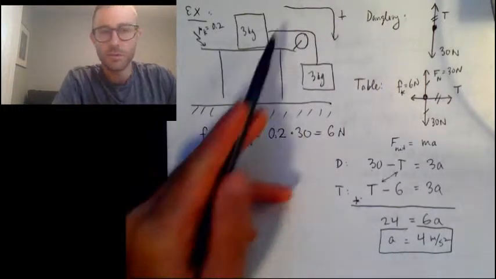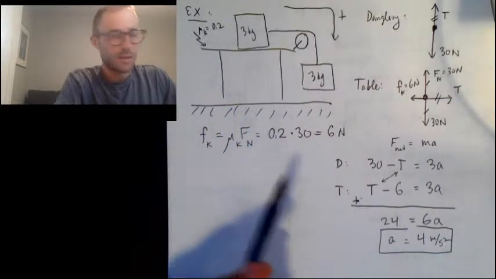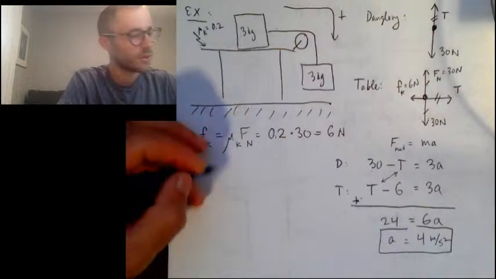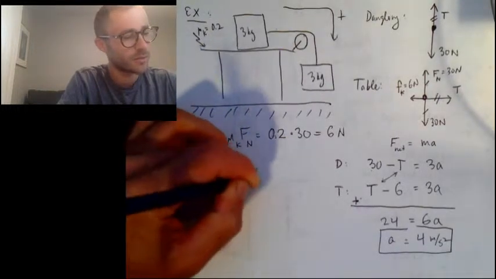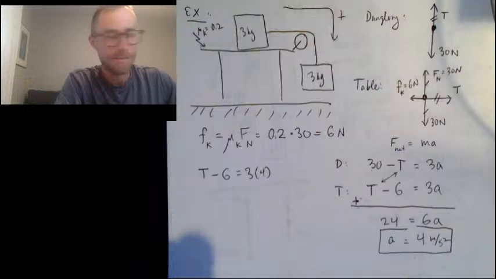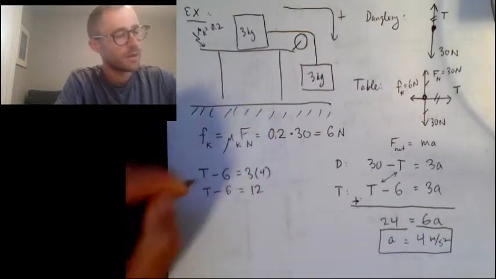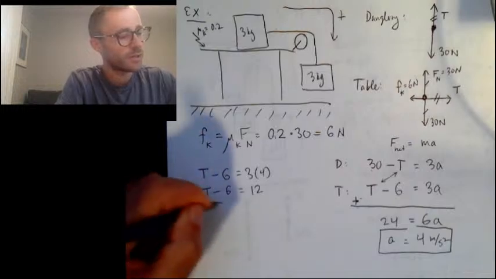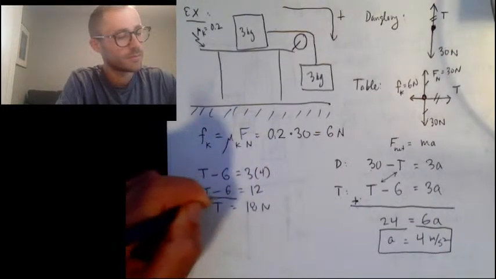The next thing I want to do is calculate the tension. So I'm going to plug it into the table equation. I have T minus 6 equals 3 times 4. So T minus 6 equals 12. Adding the 6 to the other side gives a tension in the rope of 18 newtons.